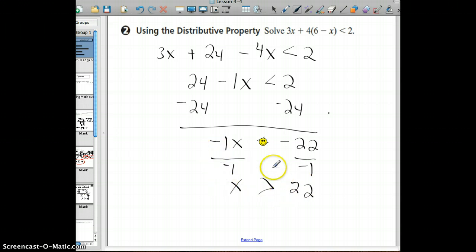So let's pick a nice, easy number that I can work with that's greater than 22. Let's go big, 100. So 3 times 100 plus 4 times the quantity 6 minus 100 is less than 2. Okay, maybe I didn't pick a great number to work with here, but let's try and see if it works. I don't know if it's going to.